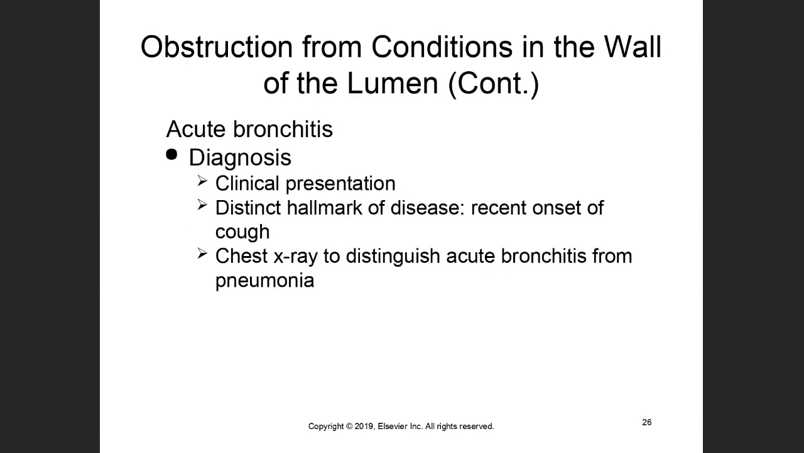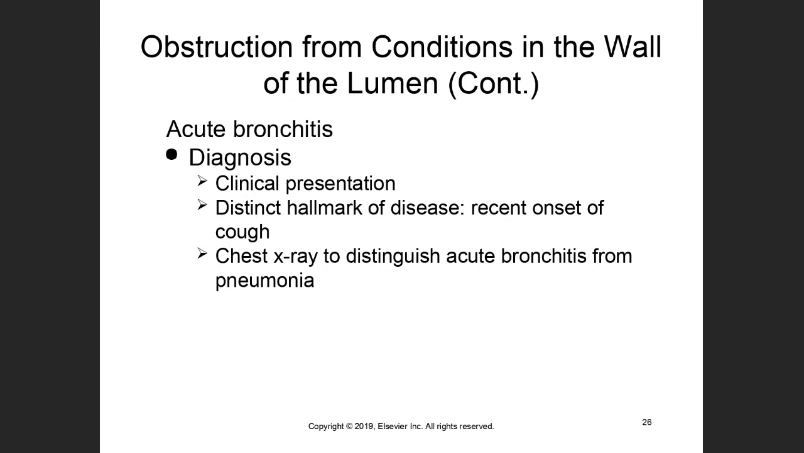Diagnosis: clinical presentation, distinct hallmark of disease, recent onset of cough, chest X-ray to distinguish acute bronchitis from pneumonia. Okay, nobody knows what the difference between acute bronchitis and pneumonia is in the chest X-ray, because that's how you differentiate acute bronchitis from pneumonia.